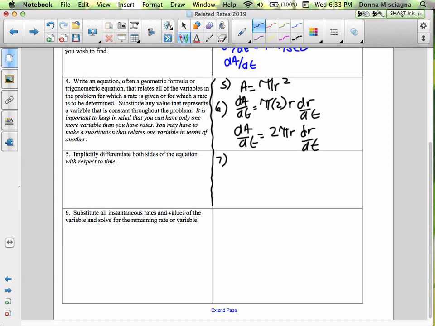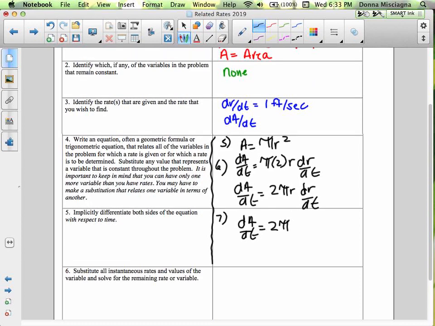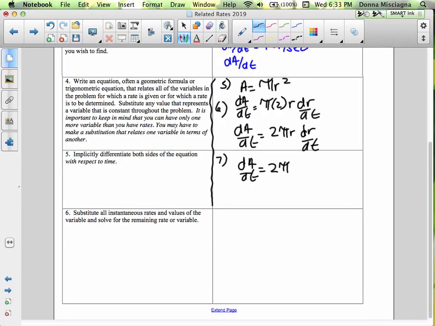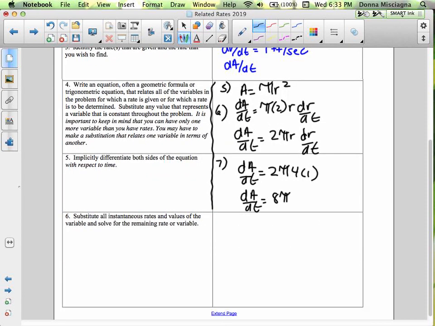All right, so we're looking for dA/dt. 2 pi, the radius is 4. Just make sure I didn't forget. Yep, and the dr/dt is 1. So dA/dt is going to be 8 pi, was it centimeters? All right, one of us has to really pay attention to the units, Pete. 8 pi feet squared per second.